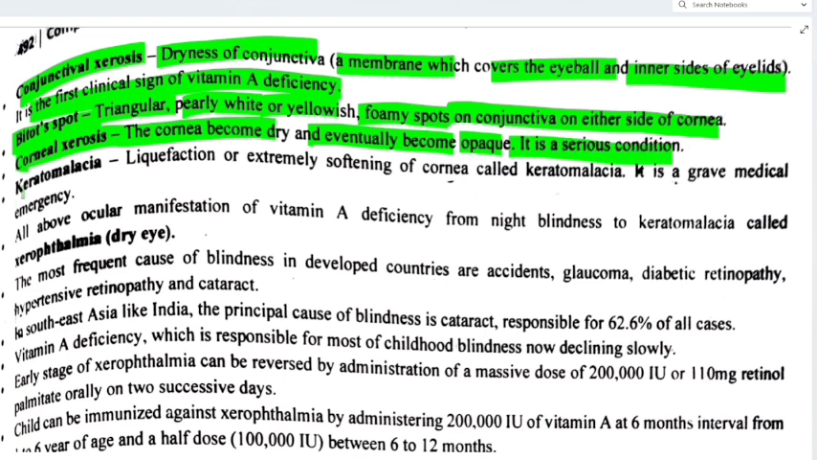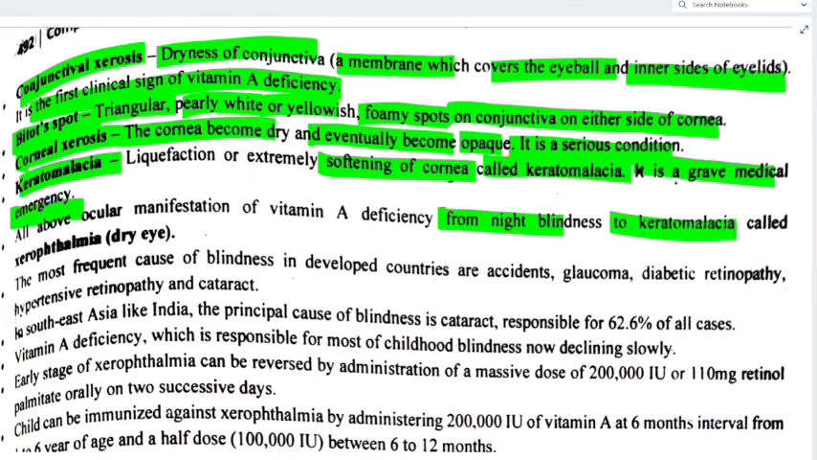Then keratomalacia, that is liquefaction or extreme softening of the cornea. This is called keratomalacia. It is a grave medical emergency. Now all the above ocular manifestations of vitamin A deficiency, from night blindness to keratomalacia, are called xerophthalmia, that is dry eye.